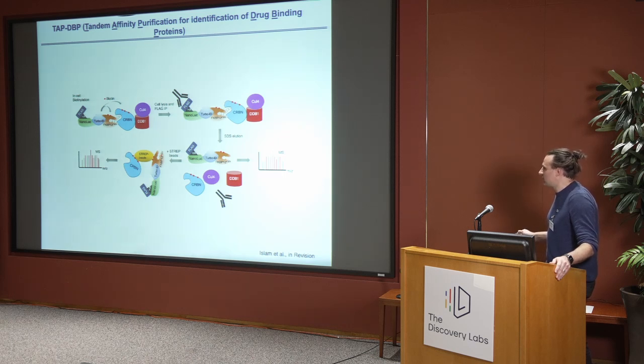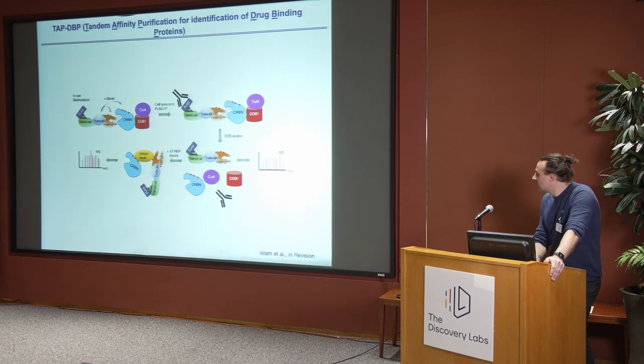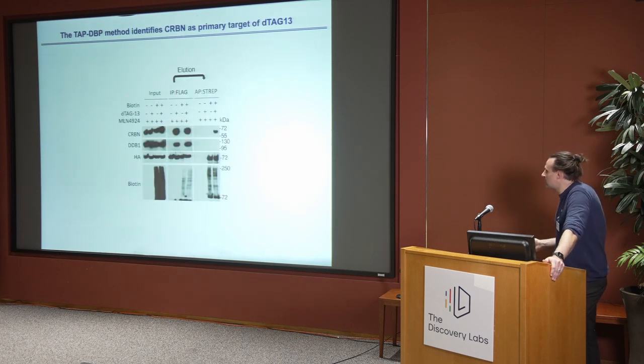Now, these beads will catch only those interactions that are in proximity of the drug-interacting protein. And we perform a second mass spectrometry experiment to identify the primary target of this compound. And so again, with dTAG-13, here is the biochemical experiment. This is the input, this is the IP, this is the native IP.